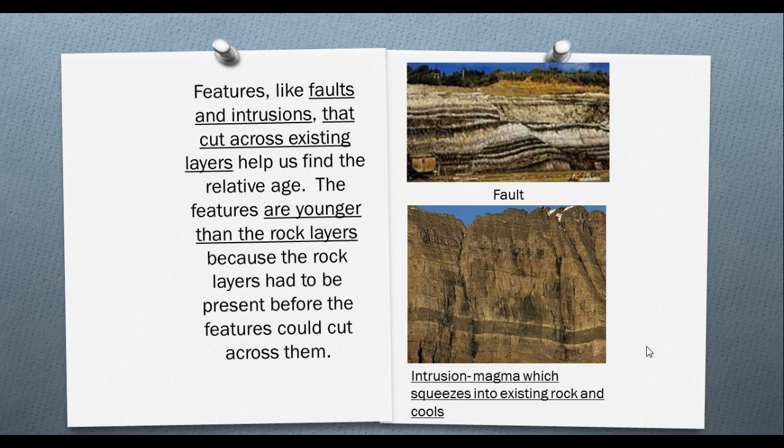You can also get things like intrusions, and an intrusion is where magma squeezes into the existing rock and it cools. So here's our definition of intrusion. And this is actually a layer that is an intrusion. It's magma that's worked its way in there and made an igneous intrusion into the rock. You can have, as we said, faults that are breaking the rocks.